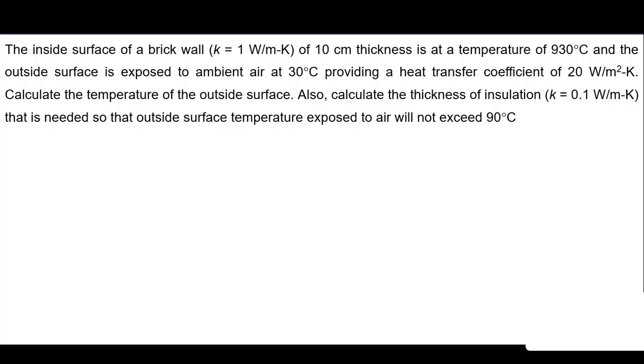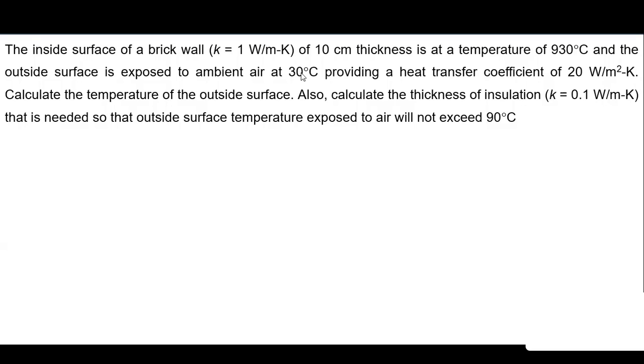Let me read the problem. The inside surface of a brick wall of conductivity 1 watt per meter Kelvin and 10 centimeter thickness is at a temperature of 930 degrees Celsius. So we have a brick wall whose thickness is 10 centimeter, conductivity value is given, and the inside temperature is 930 degrees Celsius. And the outside surface is exposed to ambient air at 30 degrees Celsius, providing a heat transfer coefficient of 20 watt per meter square Kelvin.